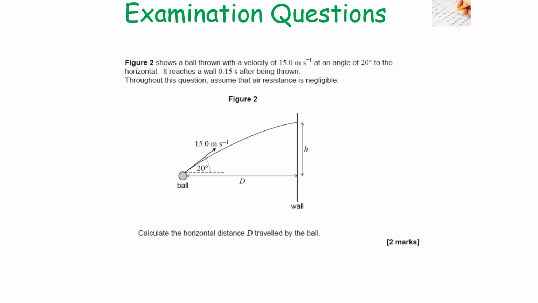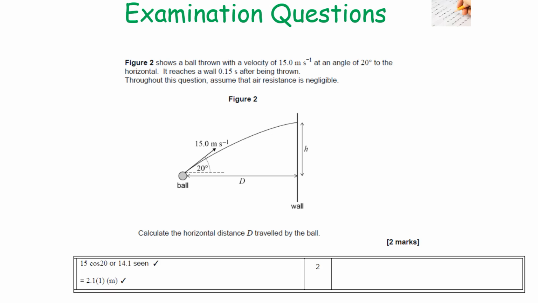Right, so how do you answer this question? Well, once again, horizontally, we know that there's no resultant force acting on the object in that particular plane. So we can say that horizontal distance is going to be the horizontal velocity times the time. So you know our time to be 0.15 seconds, and we can convert 15 meters per second at an angle of 20 degrees to the horizontal by doing 15 cos 20. Once again, draw out your right angle triangle showing that, and then work out which identity to use. And therefore we say 15 cos 20, which is 14.1, times 0.15 is 2.1 meters.